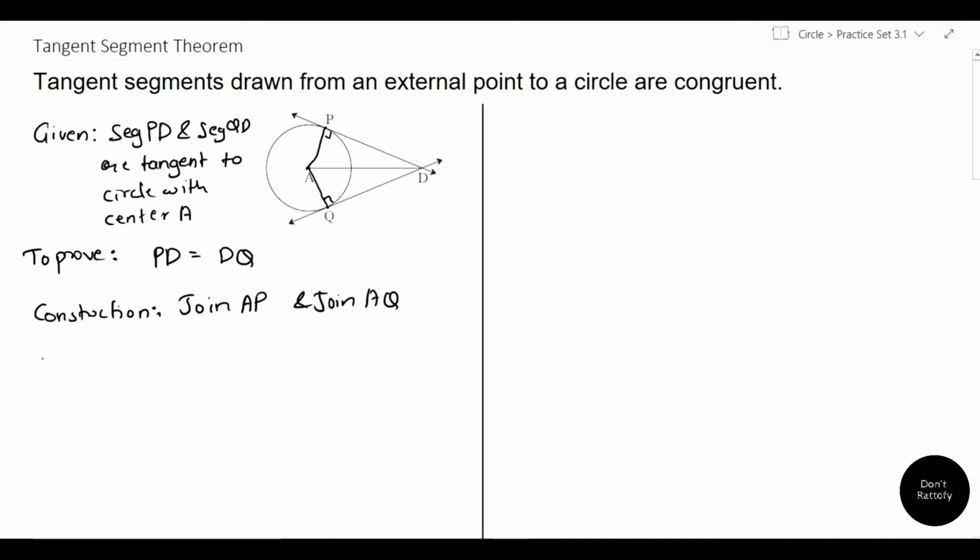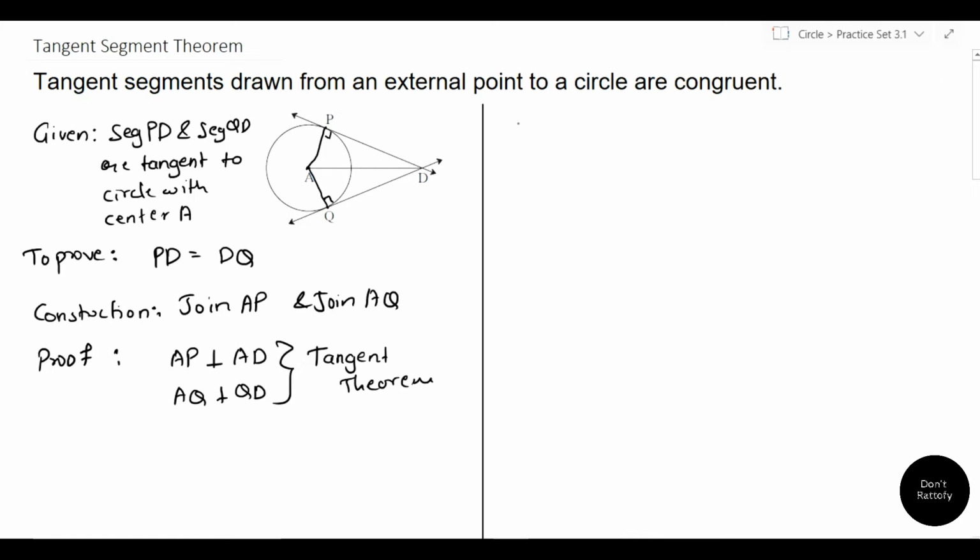Proof. Now we know that AP is perpendicular to PD and AQ is perpendicular to QD because PD and QD are the tangents and AP and AQ are the radii respectively. So by the tangent theorem, both the pairs are perpendicular to each other. Simple. Now using this information, we are going to solve the sum.